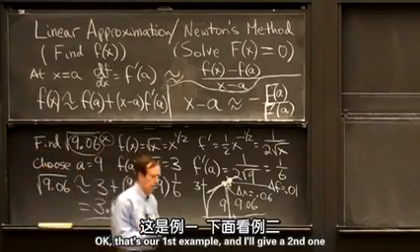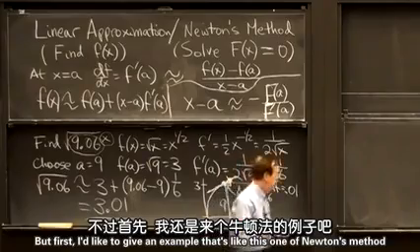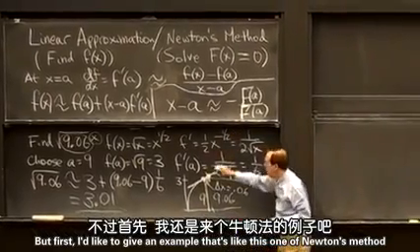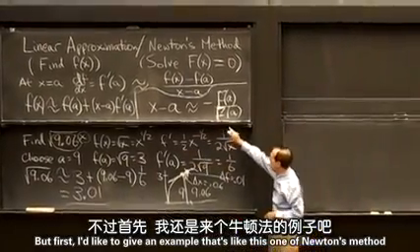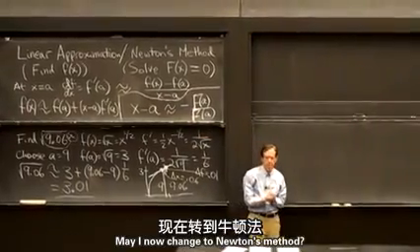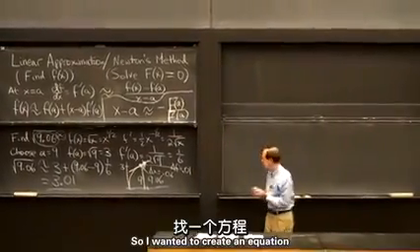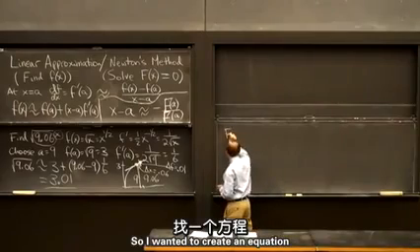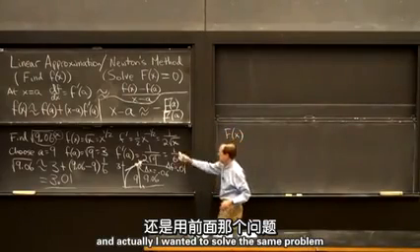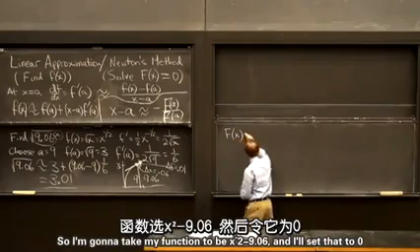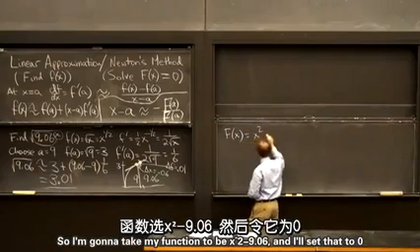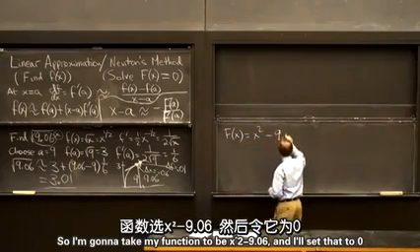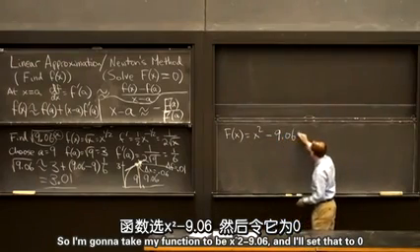I'll give a second one. But first, I'd like to give an example that's like this one of Newton's method. May I change now to Newton's method? I want to create an equation, and actually I want it to solve the same problem. So I'm going to take my function to be x squared minus 9.06, and I'll set that to 0.